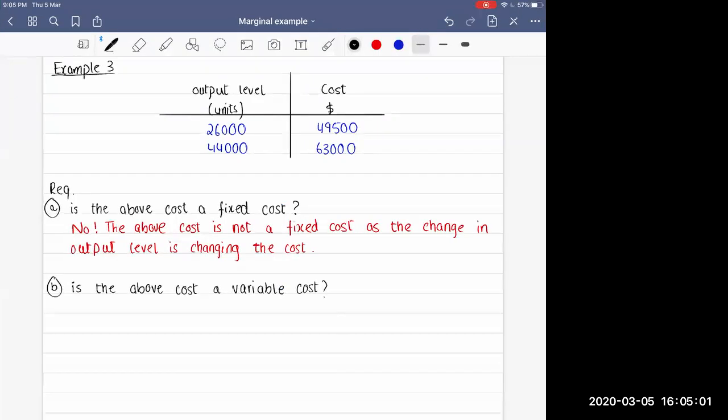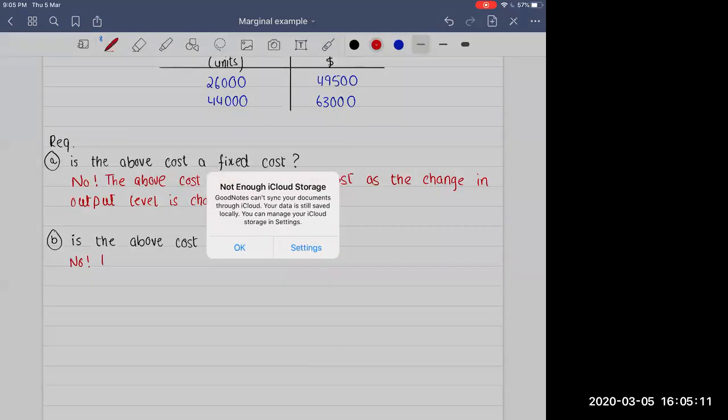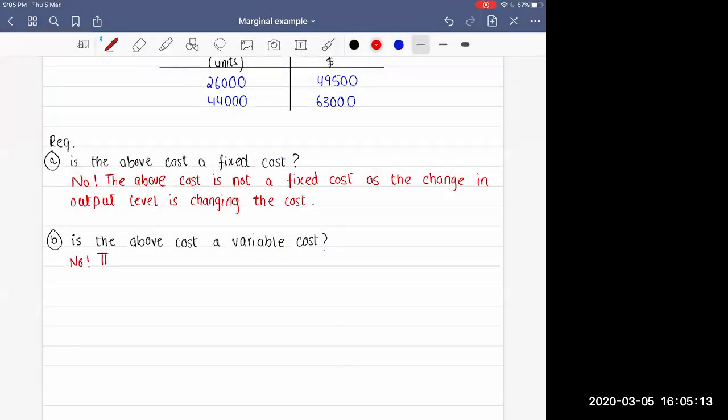So do you think the above cost is a variable cost? We'll say no, the above cost is not a variable cost, as the per unit cost at both output levels is not the same.